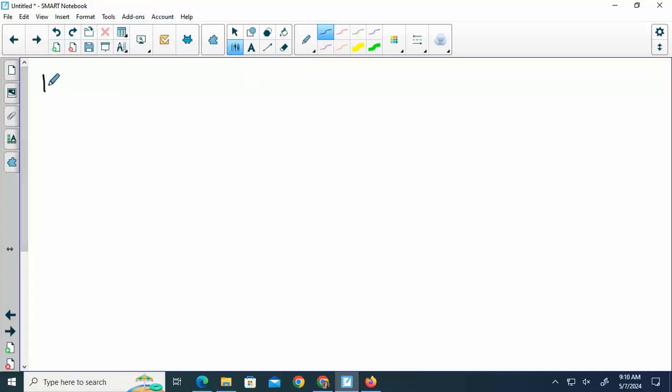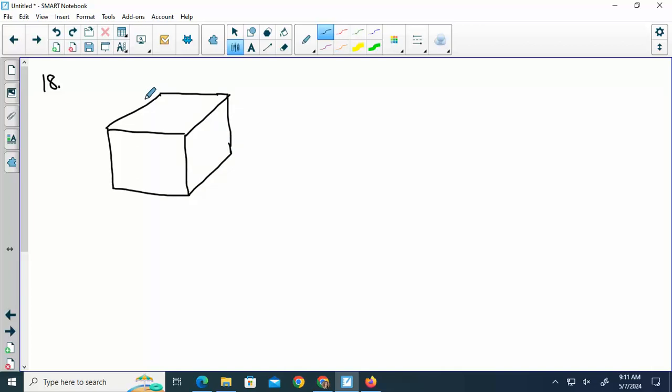Problem 18. Suppose you are making a rectangular box with a square base from 2 different materials. Alright, this should seem familiar because we've done these a few times. Everybody's favorite. So I have a box. If the base is square, what does that tell me? So the base, the bottom, is a square. Those sides are the same. But it's not a cube, so the height is something different.